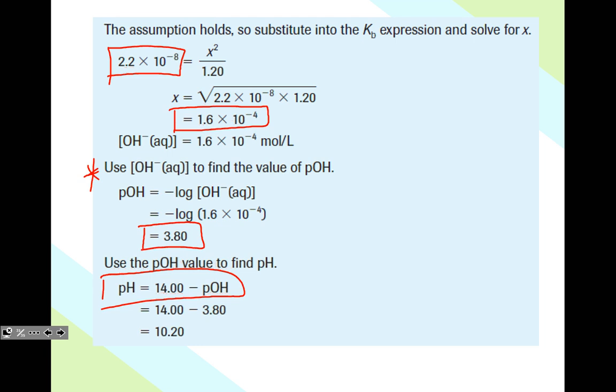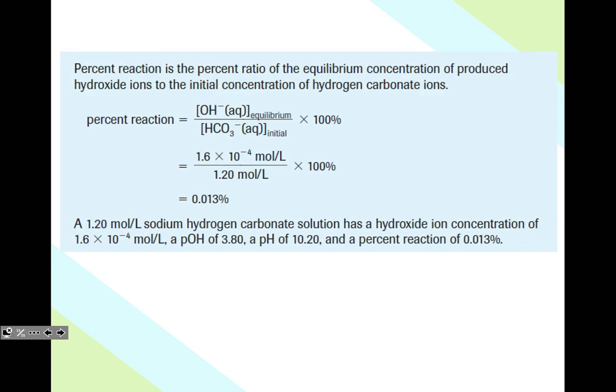Alrighty. So let's take a look at the last bit. Percent reaction is the percent ratio of the equilibrium concentration of produced hydroxide ions to the initial concentration of the hydrogen carbonate ions. So all you're doing is taking your concentration of the hydroxide, comparing it to your concentration of your base, and it's 1.6 times 10 to the negative 4 over 1.2. So look at that, 0.013%. So it barely ever happens, okay?